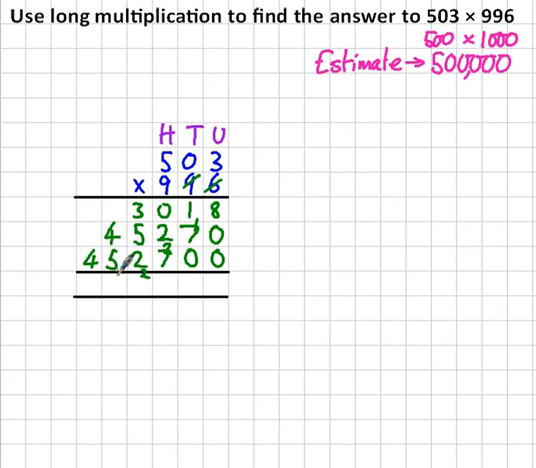Okay, you'll notice in fact that it's just 10 times bigger than our previous answer. That's because instead of multiplying by 90, which is what we did before, we're now multiplying by 900, which is 10 times bigger than 90. Okay, now we will add them up.